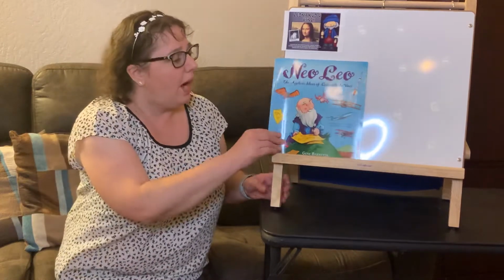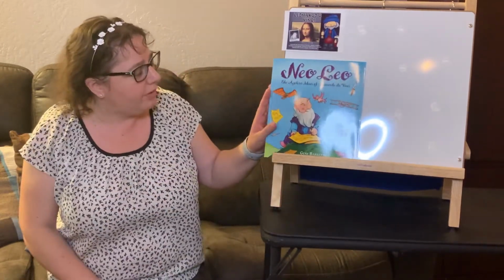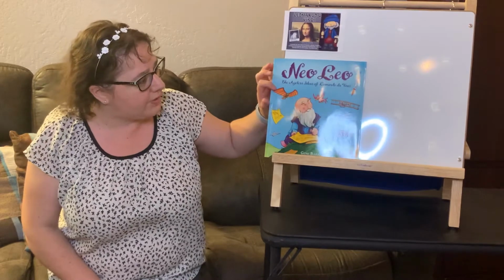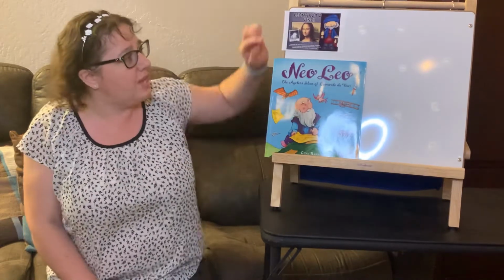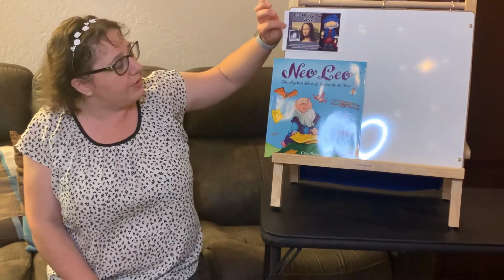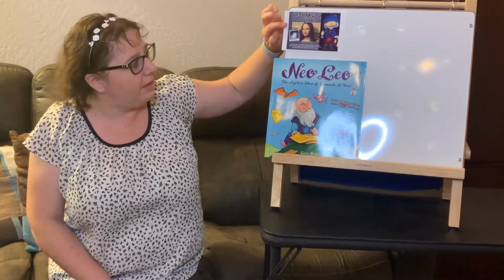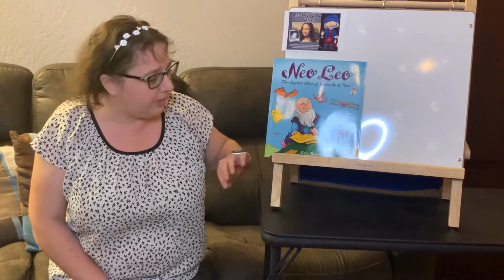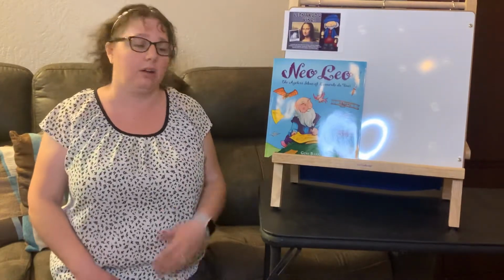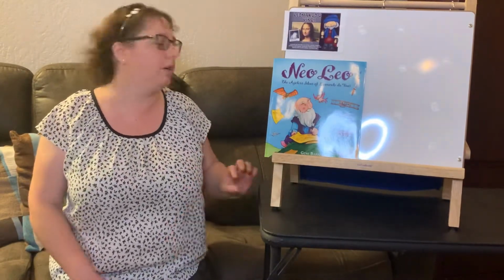Hi friends, I am here with this story we just read, Neo Leo and the Ageless Ideas of Leonardo da Vinci. And here's a picture of one of Leonardo's paintings, the Mona Lisa. He was really famous for painting that. And he did so many neat things. And I have a few words that are coming from the book that I thought we would talk about.